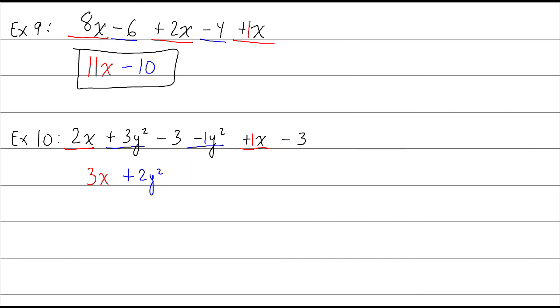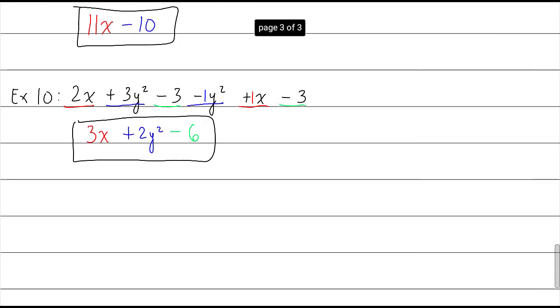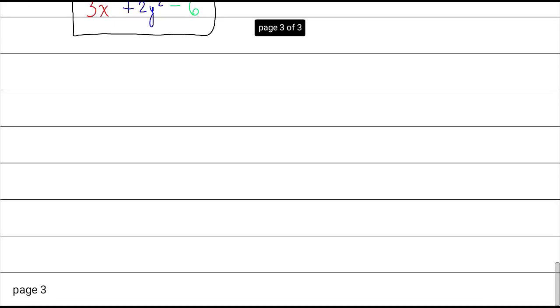I have the constant minus 3. Another constant minus 3. So we're going to read that as negative 3 minus 3. Negative 3 minus 3 is a negative 6. So we have 3x plus 2y squared minus 6. All right, I think we have 3 more examples.